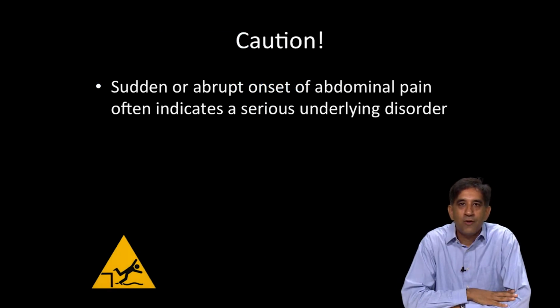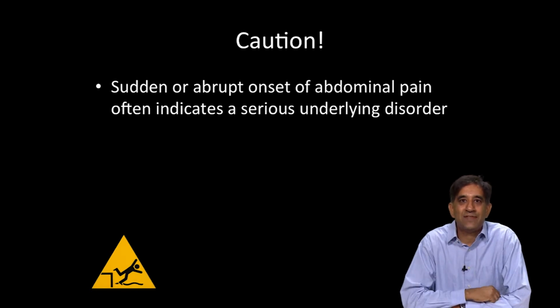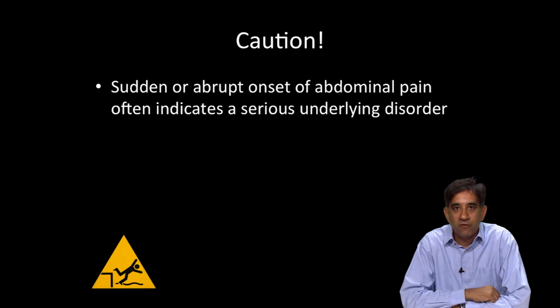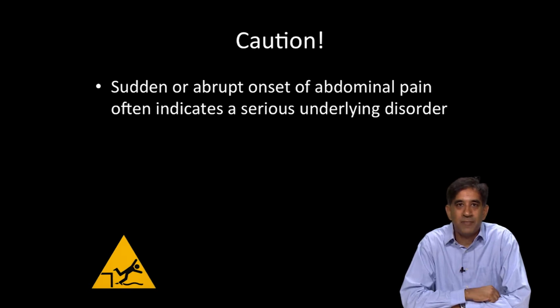So there are things to worry about, and as I mentioned, anytime a patient presents with sudden or abrupt onset of abdominal pain, this often, but not always, indicates that they may have a serious underlying condition, things such as perforated bowel, or a bowel obstruction, or a ruptured ectopic pregnancy, or a ruptured abdominal aortic aneurysm. These are all conditions that present with sudden onset of abrupt abdominal pain.